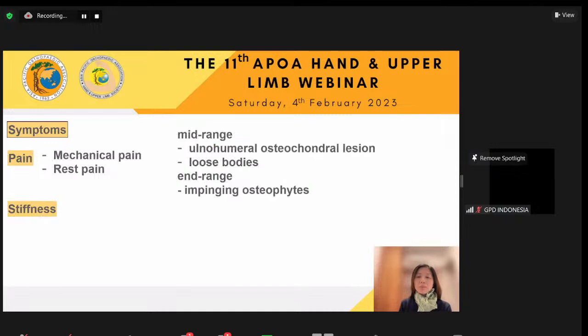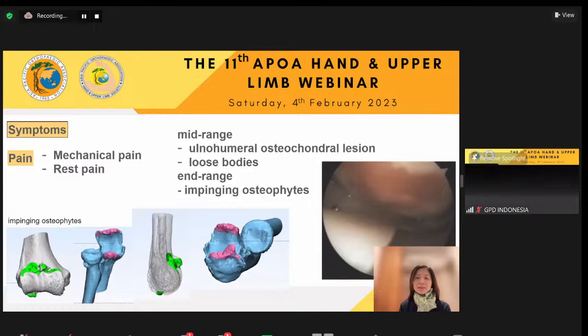No matter if it is primary or secondary, patients experience mechanical pain and stiffness and sometimes rest pain, which is related to inflammatory state. Pain can be at mid-range, which is related to humeral osteochondral lesions or presence of loose bodies. It can also be classically at the end range, which is related to the osteophytes at the coronoid process and coronoid fossa impinging onto each other, causing anterior elbow pain at maximum elbow flexion, and osteophytes at the olecranon fossa and olecranon tip impinging onto each other, causing posterior elbow pain at maximum elbow extension.